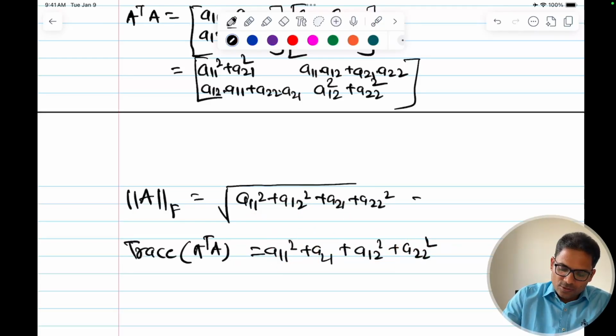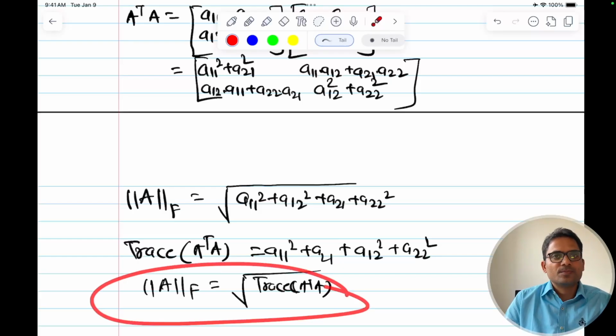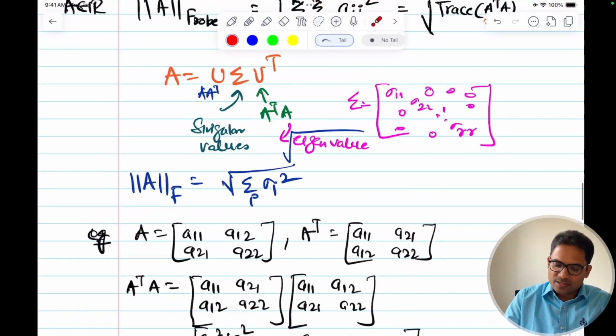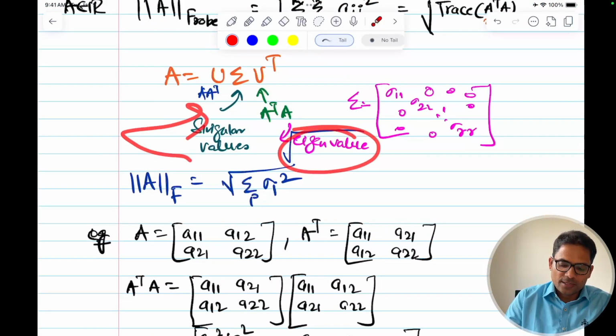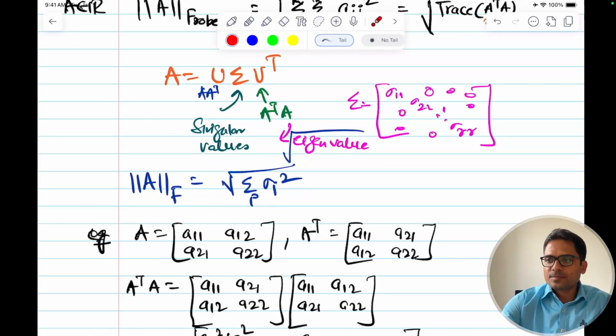So can we say that the Frobenius norm is equal to the square root of the trace of A transpose A? So this is the proof. Similarly, you can check for A transpose A, calculate the eigenvalues, and then you will get the singular values also. I hope this is clear.